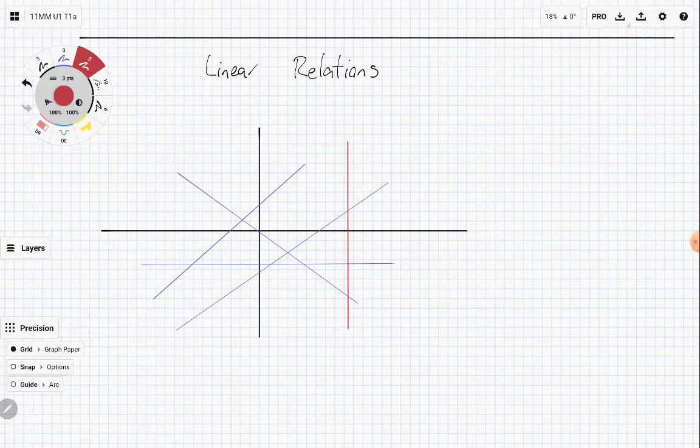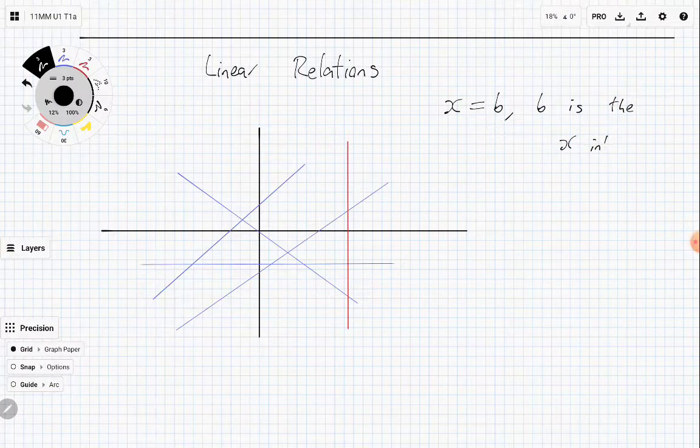We're going to go into a little bit more detail later, but let's talk about linear relations. They're quite straightforward. They come in a simple form. x is equal to b, where b is the x-intercept. It's a different b than the one we saw in the general form, so it's not the same as the b in ax plus by plus c equals 0. It has nothing to do with that except for the fact that they are both straight lines. So x equals b.